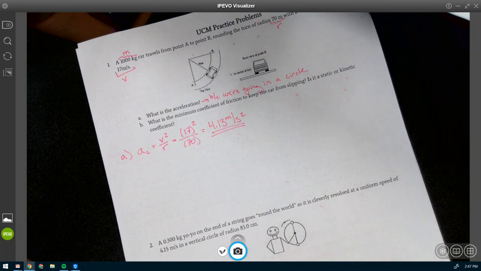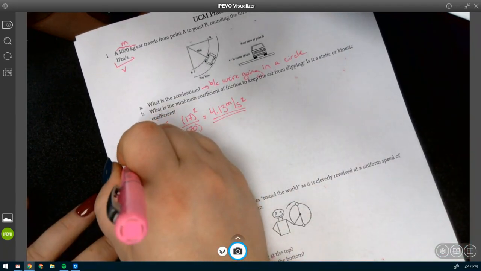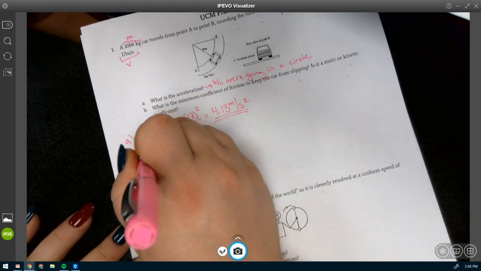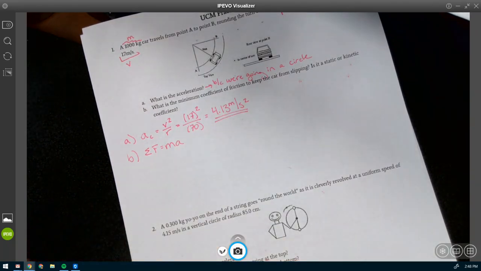And that's the new key point, is being able to recognize that anytime that you're going in a circle, you are accelerating. And that acceleration is called centripetal acceleration. And so you use V squared over R. So then for part B, we're looking for the minimum coefficient of friction to keep the car from slipping. So what we're going to do here is we're going to use Newton's second law. Newton's second law was that the sum of our forces is equal to the mass times the acceleration.